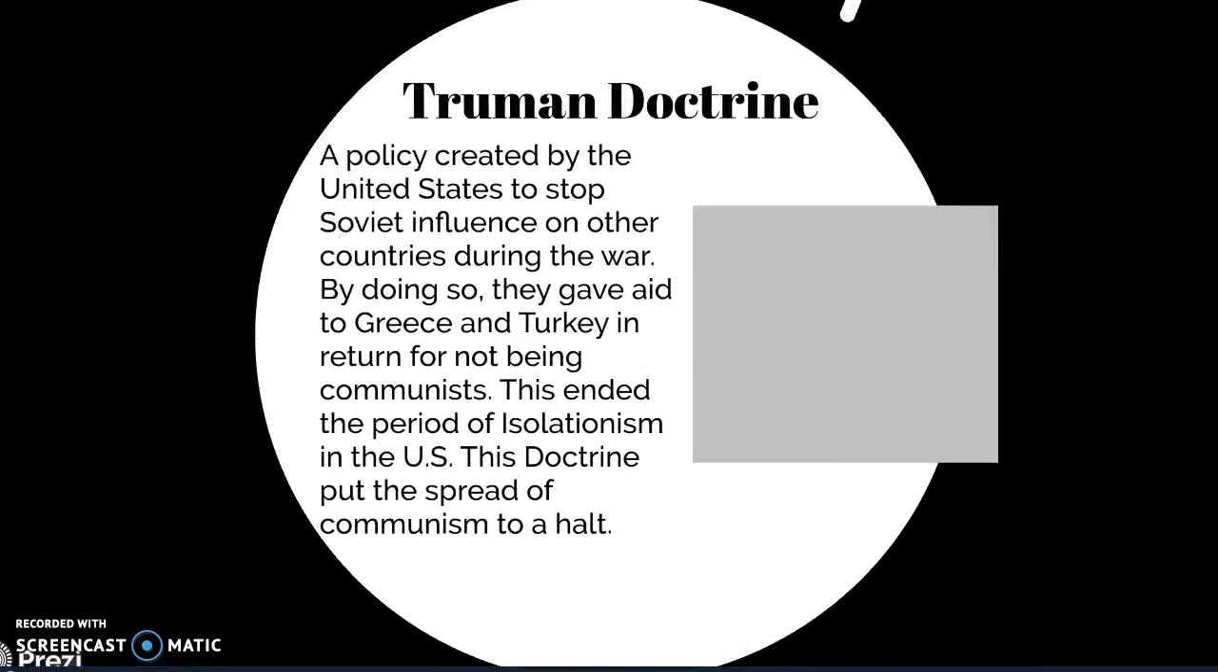The Truman Doctrine was a policy created by the US to stop the Soviet influence on other countries during the war. By doing so, they gave help and resources to Greece and Turkey in return for not being communist. And this ended the period of isolationism in the US.